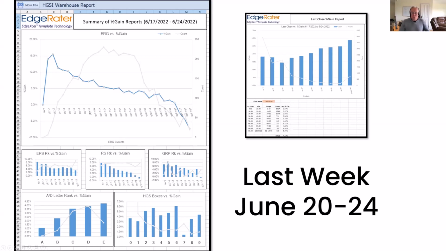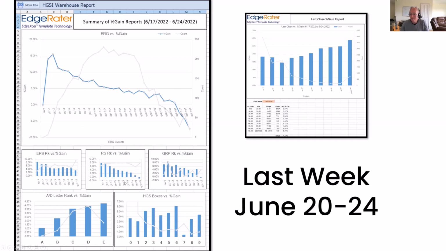And that's not normal. What you normally see or like to see is that strong stocks that have strong earnings, strong relative strength, and strong group strength perform better than other stocks. But that was completely the opposite.